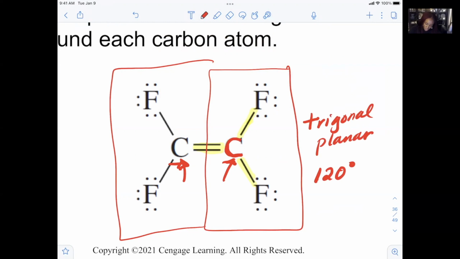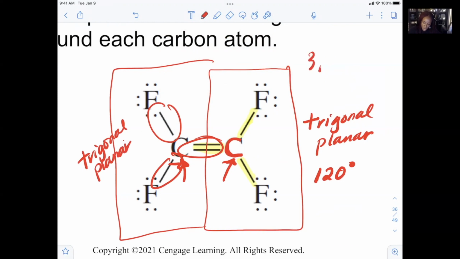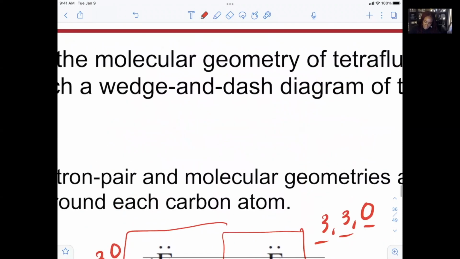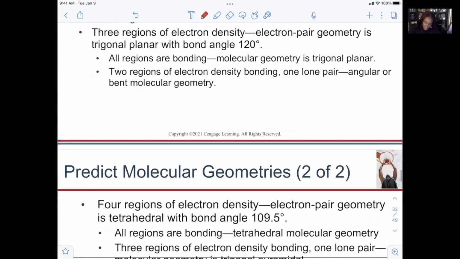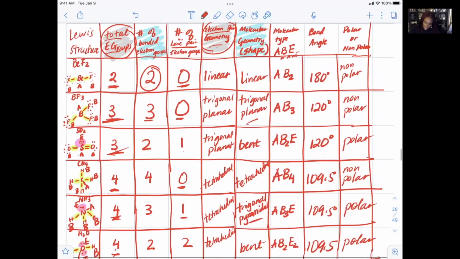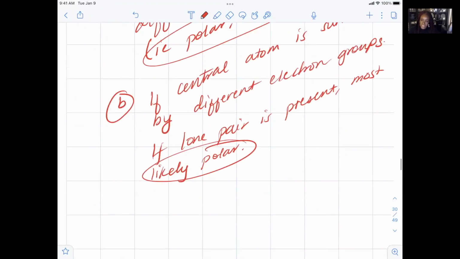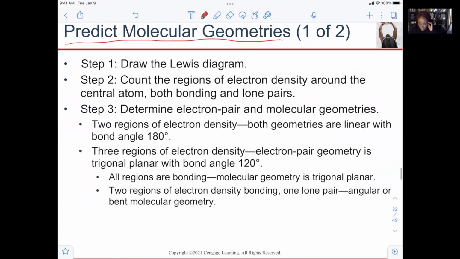Same thing with this. We got 3 groups, 1, 2, 3. All 3 groups are bonded groups. So this is going to be trigonal planar, right? So essentially we have 3 groups, all 3 are bonded groups, 0 lone pair. So I'm looking for 3, 3, 0, right? Let me go back here to the table I just drew. I'm looking for 3, 3, 0: trigonal planar, okay? And all the other stuff that you need should be right here. So you can use the table as not really a cheat sheet, but a way for you to figure out the geometries.